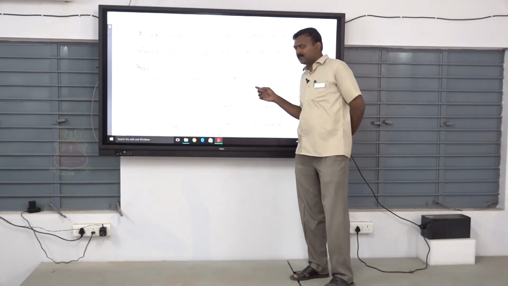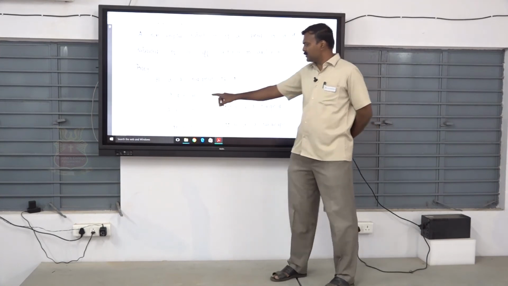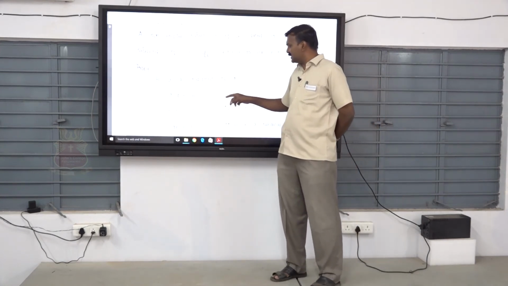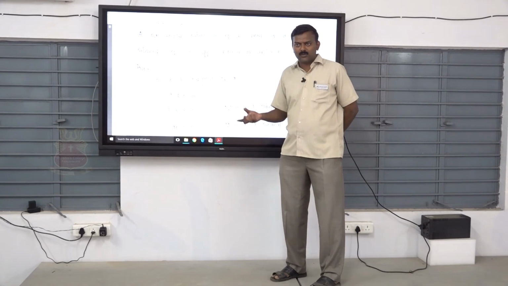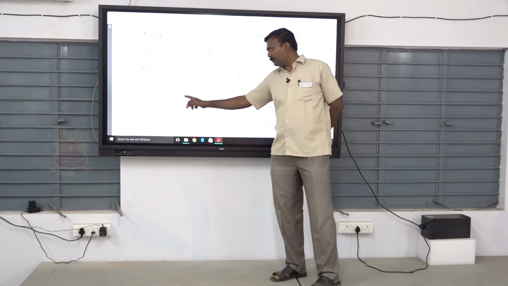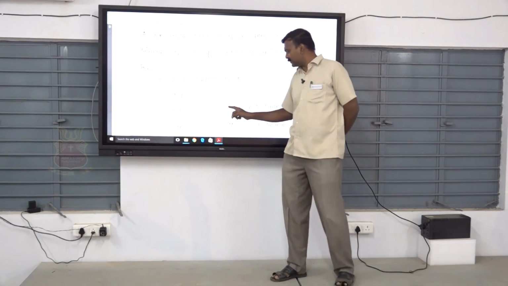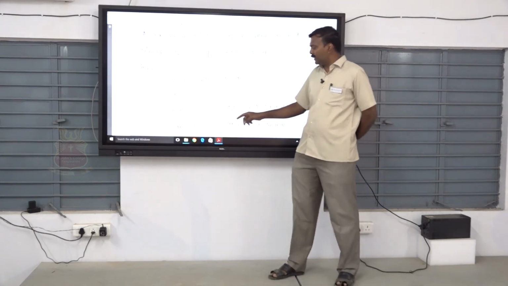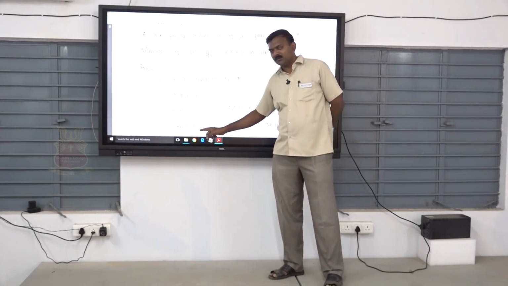We take two elements a, b belonging to H. H is a subgroup, therefore the inverse is also in H. Therefore, a, b inverse belongs to H because H is a subgroup.